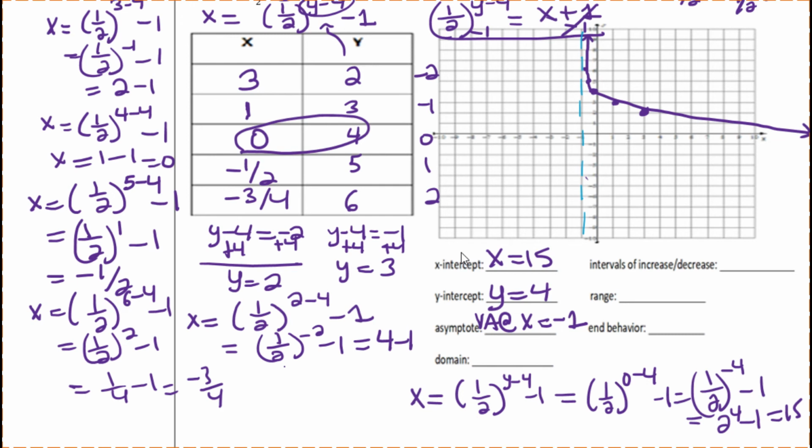The domain is all numbers from negative 1 to infinity. So remember, you cannot cross the blue, so you can only go from that blue to the right. And those are my x values. So my x values are negative 1 to infinity. Intervals of increase or decrease: this guy is decreasing everywhere from negative 1 to infinity. And then the range, we have all real numbers for the range, all negative numbers, all positive numbers. This will eventually cross and continue into the negatives.